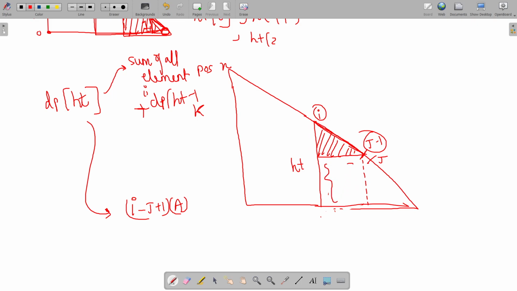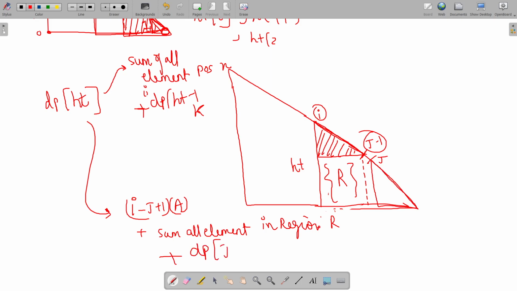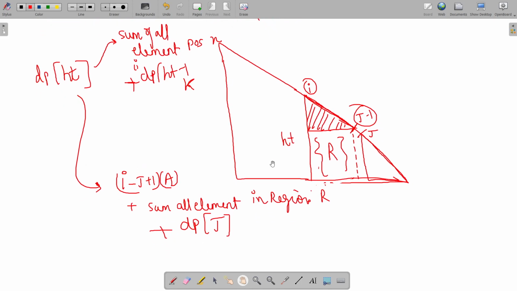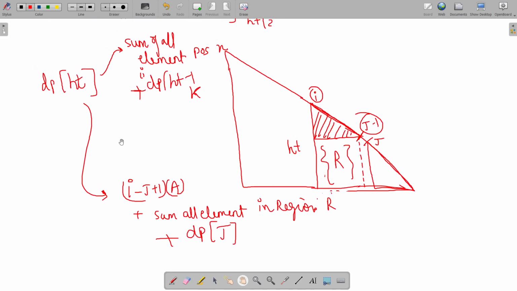So for all of these elements, I need to do a simple type 2. Sorry if I'm shuffling between type 1 and type 2. So for all of these elements, I need to take the sum of their cost. So plus summation of all elements in, let's call it region R, in region R. Plus, now what is left? This triangle is left. So plus dp of j. Okay, so this is how your dp will look.